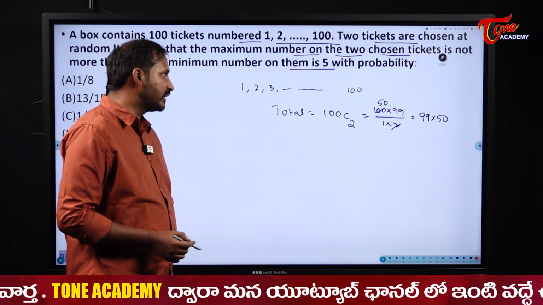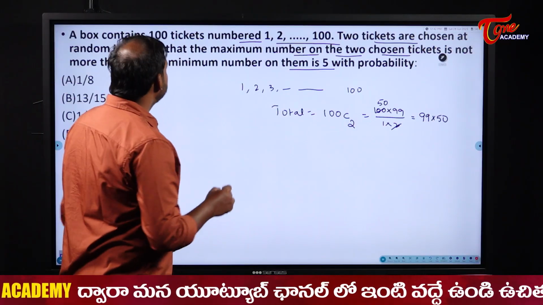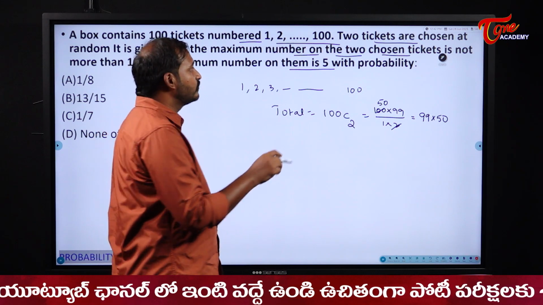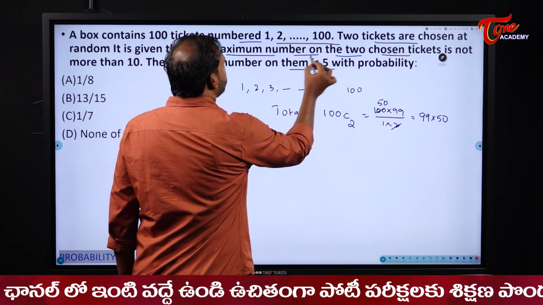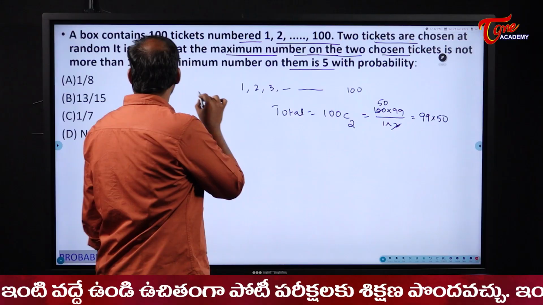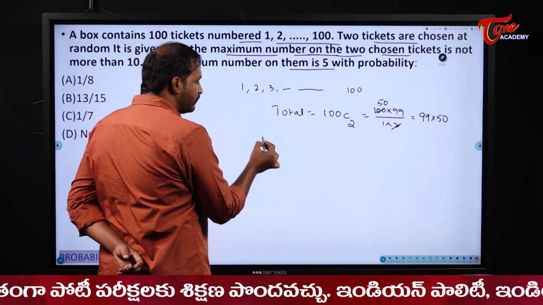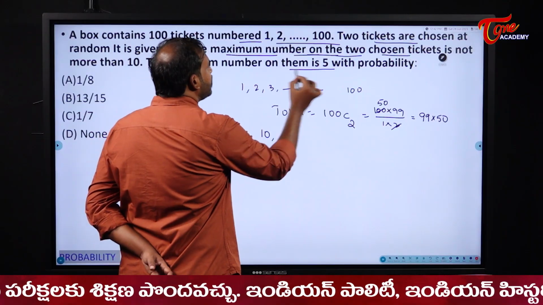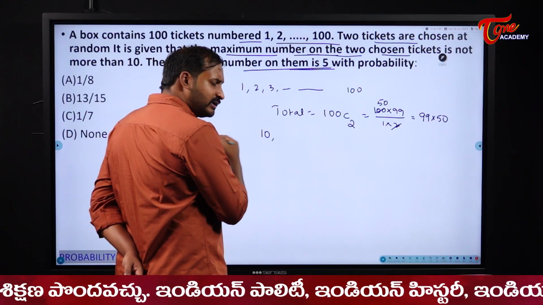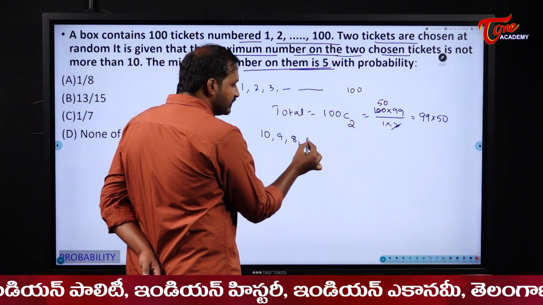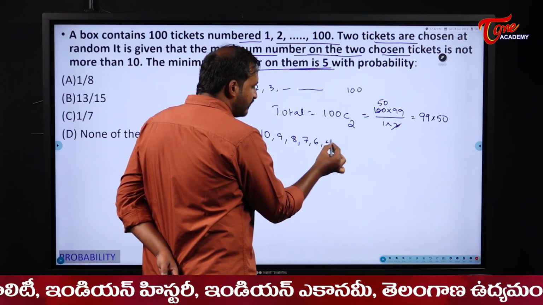Now, please see here. What is the thing I need to do? The maximum number on the two chosen tickets is not more than 10. Not more than 10 means it can be equal to 10, yes. And the minimum number on them should be 5. So, what are the possible numbers I need to pick? 10, 9, 8, 7, 6 and 5.